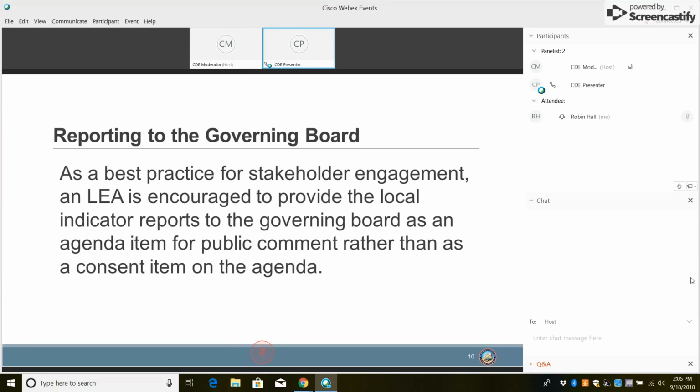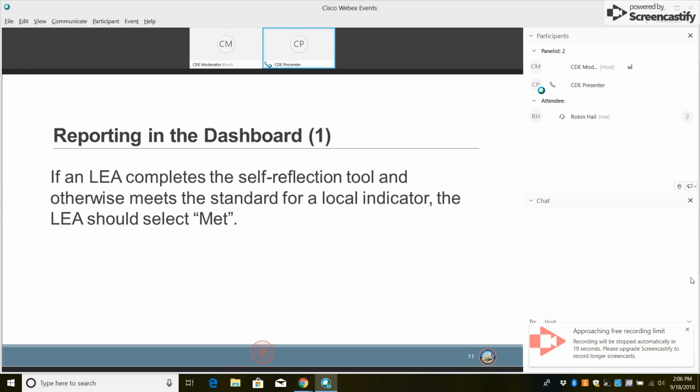Thank you, Jonathan. On this slide, we are just providing a review of one of the best practices that we've shared in prior webinars in terms of reporting the results to the local governing board. As a best practice for stakeholder engagement, an LEA is encouraged to provide the local indicator reports to the governing board as an agenda item for public comment rather than as a consent item on the agenda. In terms of reporting to the dashboard, if an LEA completes the self-reflection tool and meets the standard for the local indicator, the LEA would then select met.